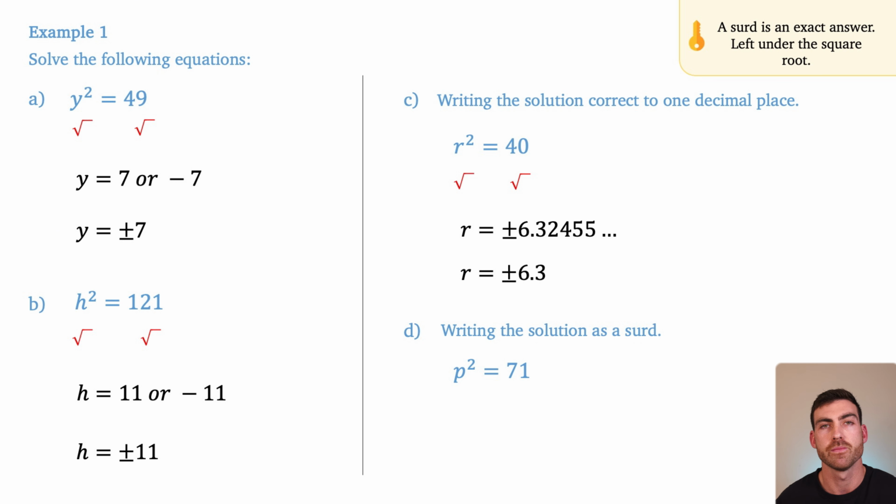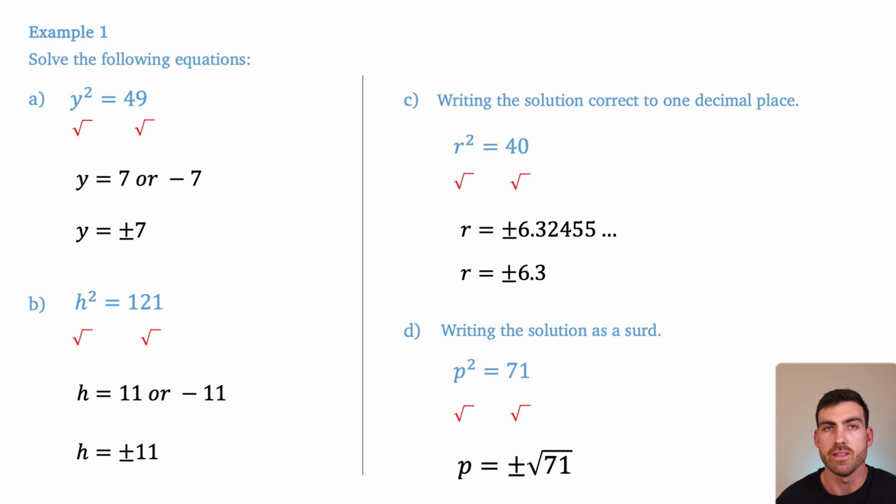Let me show you. Since we're dealing with a quadratic, we take the square root to both sides. Remember, there will be two solutions, the positive and the negative value. Finally, we leave it as p equaling positive or negative root 71. This gives us the exact answer because we didn't round.